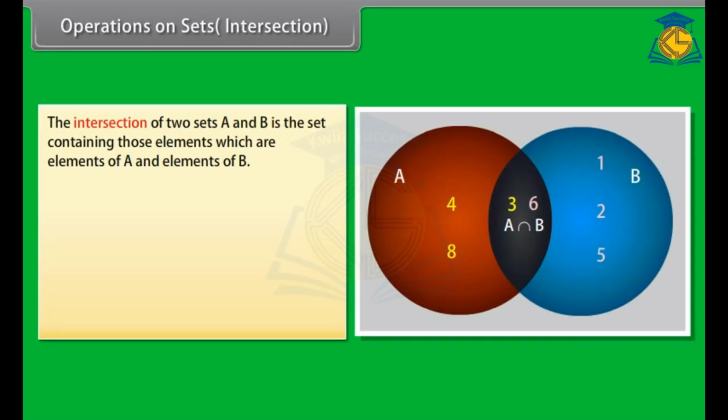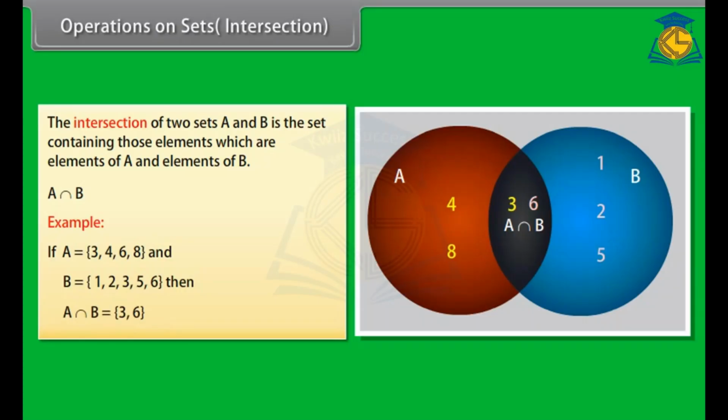Operations on sets. Intersection. The intersection of two sets A and B is the set containing those elements which are elements of A and elements of B. We use this symbol for intersection. Example: if A is equal to {3, 4, 6, 8} and B is equal to {1, 2, 3, 5, 6}, then A intersection B is equal to {3, 6}.